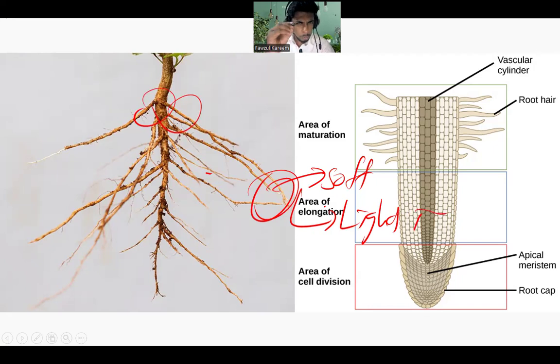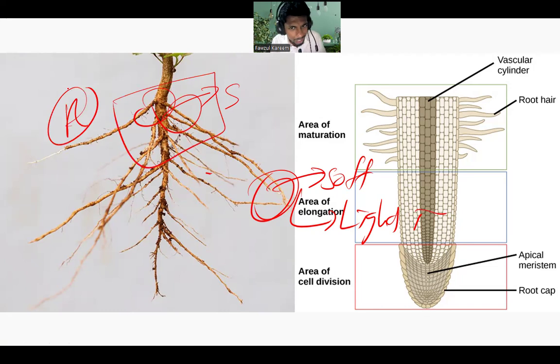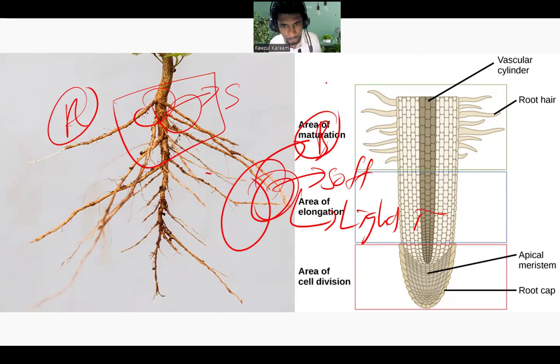So from this observation, you can say these parts are made up of some kind of tissue. You can see the difference, right? So this part we will name as A part. A part is made up of different kind of cell, and the B part is made up of different kind of cell. Here you can see the difference in the root itself. Root is a single organ. From that root itself, you can see two different things.